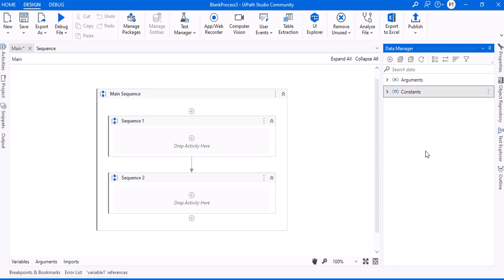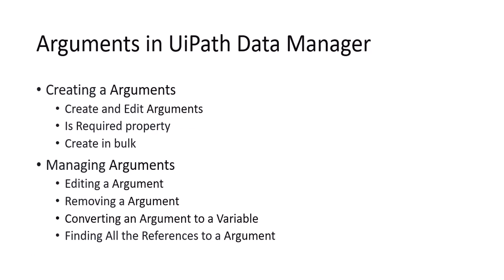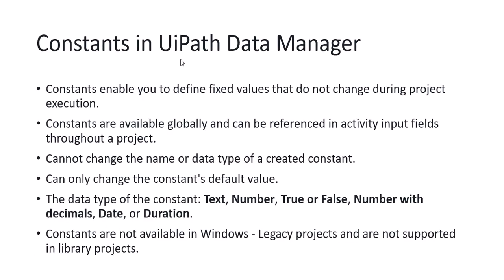Now the next important topic which we'll cover is constants. Let's go through our PPT and see what constants are. Constants are newly added in the UiPath Data Manager. Constants enable you to define a fixed value that does not change during project execution. Whoever is from a programming background knows constants in C# .NET or VB.NET languages, so it's the same as that. Wherever a variable's value is fixed across the project, you can use a constant for those fields.